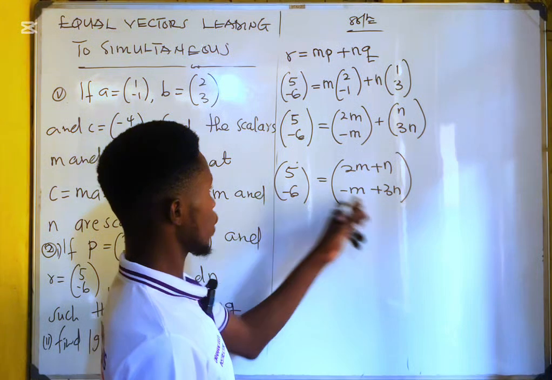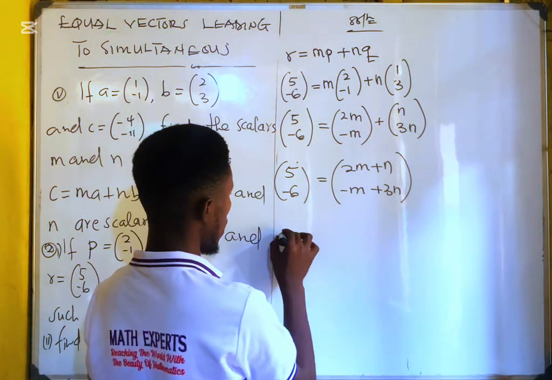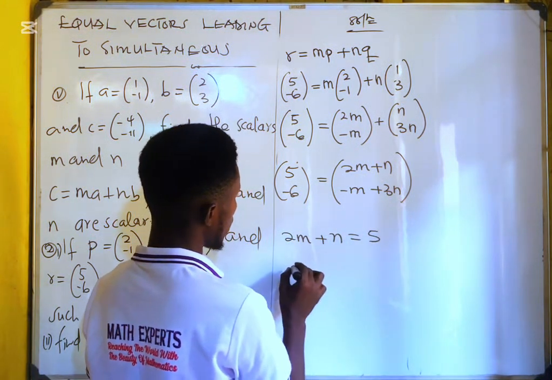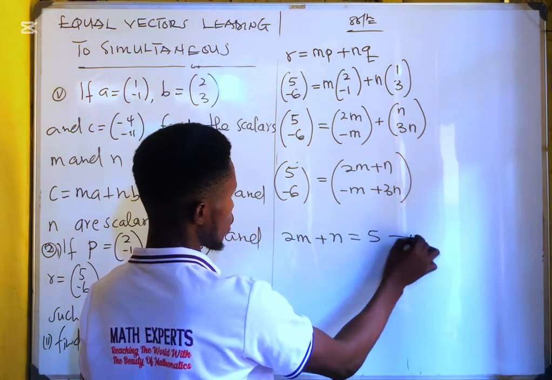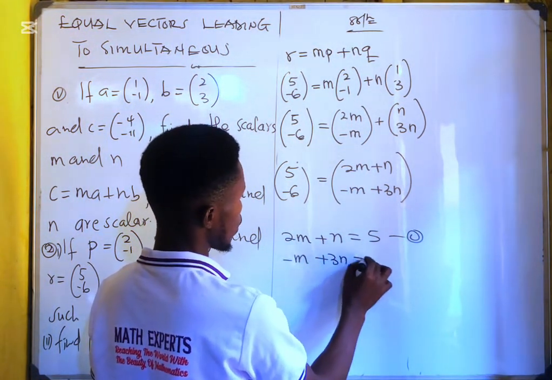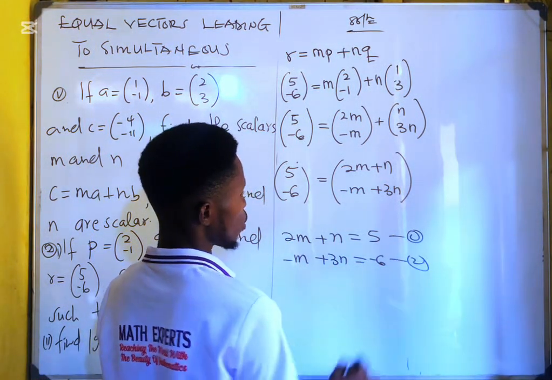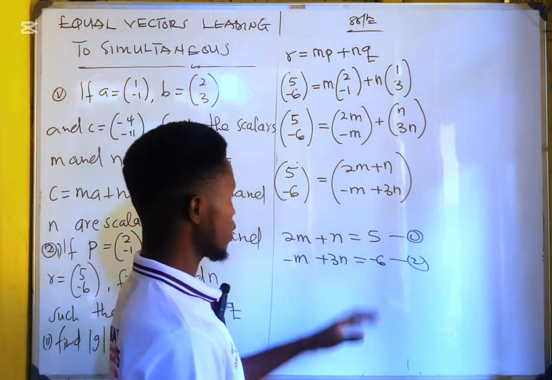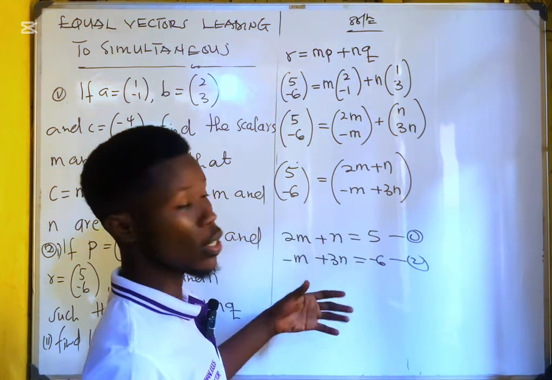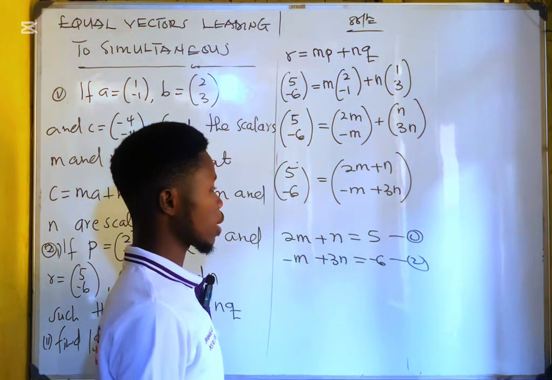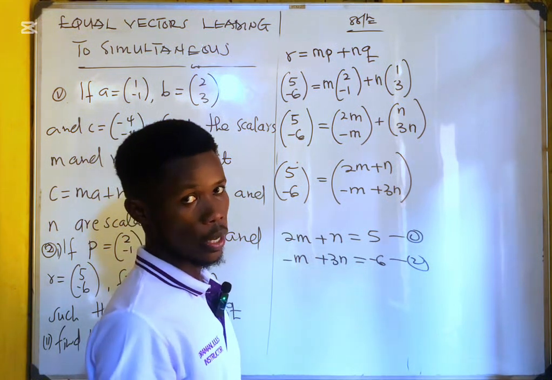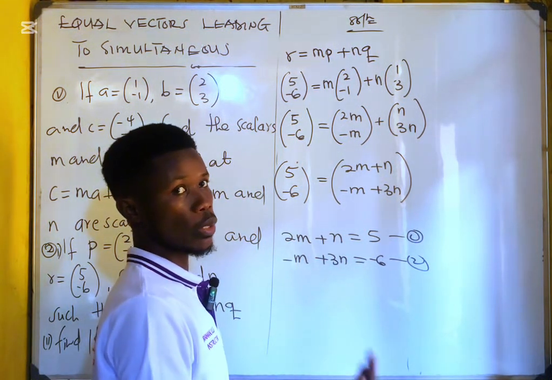Now since they are equal vectors, you equate their components. So we have 2m plus n equals 5. Let's name this equation 1. We also have -m plus 3n equals -6. Let's name this one equation 2. Now the first one that I did, I used the elimination method. This one, let's use the substitution method. For the substitution, it's all about making one of the variables the subject, then going and substituting it into another equation.